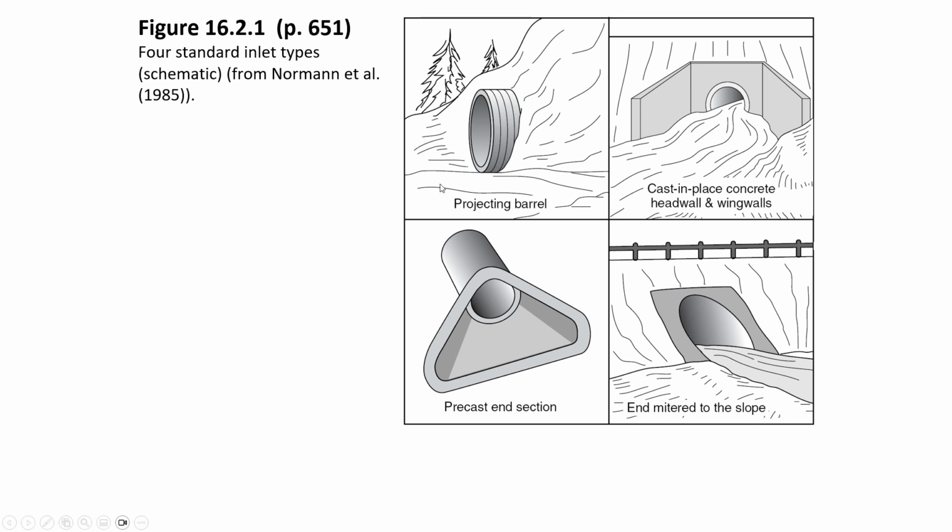So the projecting barrel is the orientation that has the least flow capacity of all the culvert options. And so when you're doing your design, if you're not able to convey enough flow through the culvert, then you can add an end section, a miter, wing walls, head wall configurations that maybe will increase the capacity 5 to 15% typically.